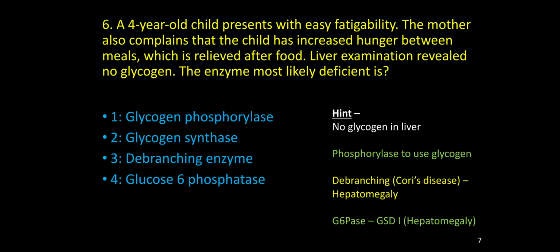So basically there is hunger in between the meals, because glycogen does not remain in the liver, which is mostly what provides glucose in between meals. In between meals we get energy from glucose, but this glucose is available from the glycogen stored in the liver. Now the liver is not able to store glycogen because glycogen is not produced in the liver.